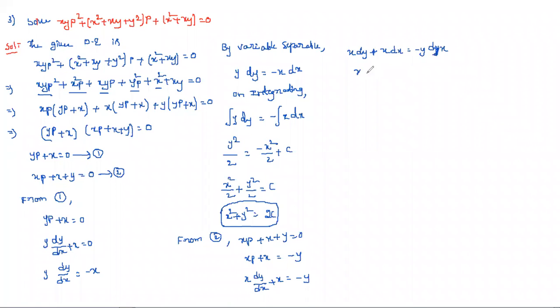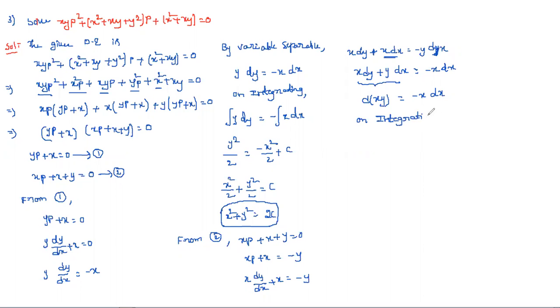Now take this term to the left hand side: x dy plus y dx, and take the other term to the right hand side, which is minus x dx. Is there any formula we can write in place of this? x dy plus y dx is nothing but the derivative of xy, by the inspection method. So the derivative of xy, which is x dy plus y dx, is equal to minus x dx. Now you can apply integration on both sides.